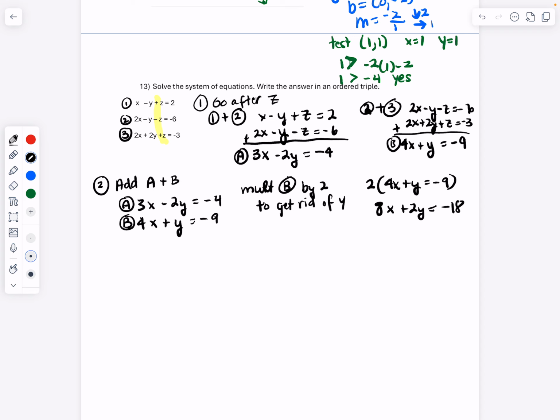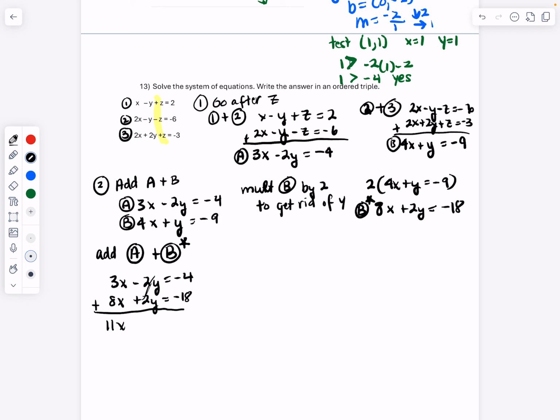Okay, now let's add A and B star together. So I'm going to add A plus B star. So A is 3x minus 2y equals negative 4, and B is now 8x plus 2y equals negative 18. Now if we add these together, I get 11x, the y's cancel, and I get equals negative 22, which works out great because now I can find x. X equals negative 22 over 11, which is negative 2.